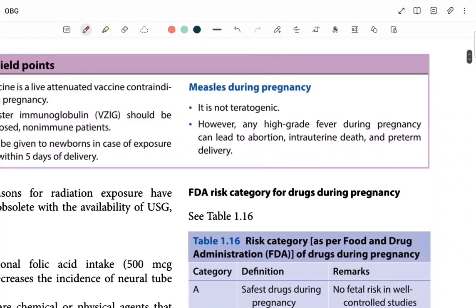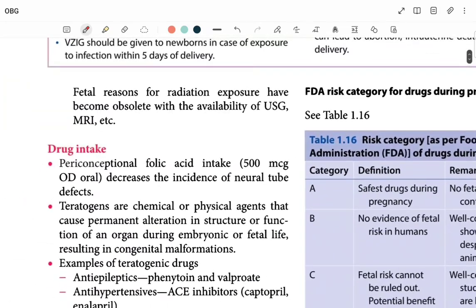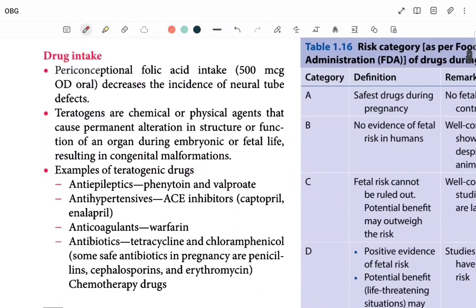Next, coming to measles during pregnancy. Measles during pregnancy is not teratogenic. However, any high-grade fever during pregnancy can lead to abortion, intrauterine death, and preterm delivery. The fetal reasons for radiation exposure have become obsolete with the availability of ultrasound and MRI. Coming to the drug intake.